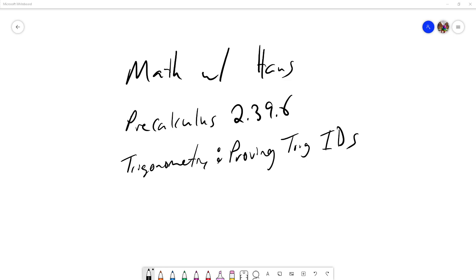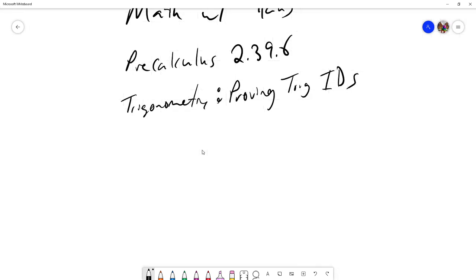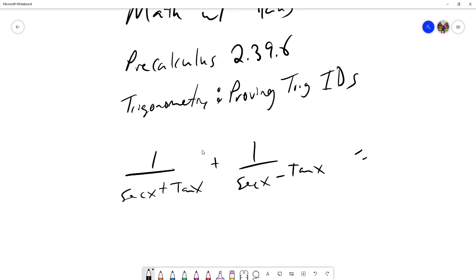So, we're continuing our investigation of trigonometry. In particular, we're proving more trig identities. So, consider the following. 1 divided by secant x plus tangent x plus 1 over secant x minus tangent x is equal to 2 secant x.